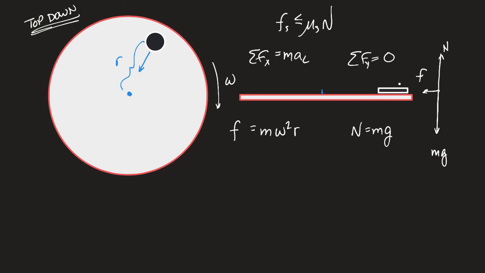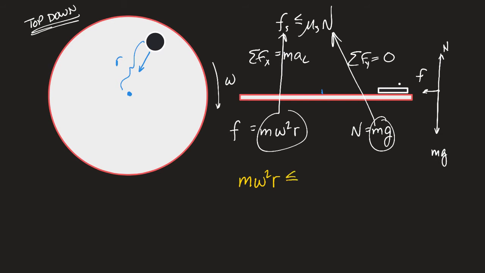So if we're going to do something from this point, it's probably subbing into that relationship. So I'm thinking all of this here and all of this here. Is that what you're thinking? Or not thinking at all? One of those. So I'm thinking m omega squared r has to be less than or equal to μs mg.